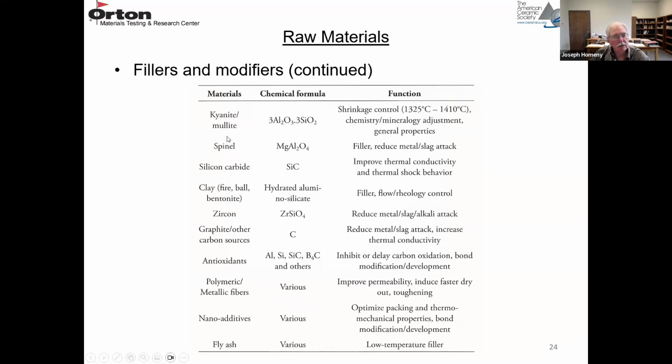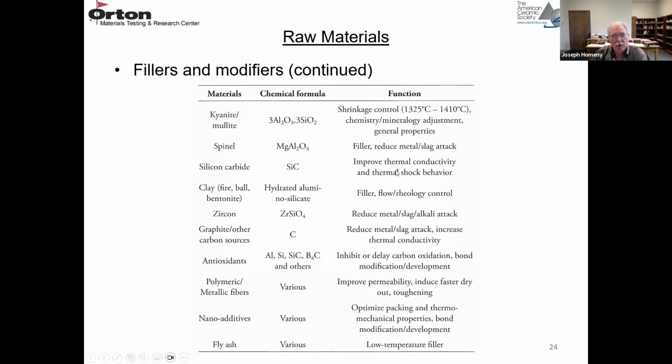Other modifiers, kyanite, and that forms mullite, 3Al2O3. There should be 2SiO2, whatever book I took this out of. Put a 3 instead of a 2. Kyanite is there for shrinkage control. If you remember, it increases in size when it forms mullite. So it's there for shrinkage control, and also how the chemistry develops, how the phases develop in the matrix. Spinel is a filler. It reduces metal and slag attack.